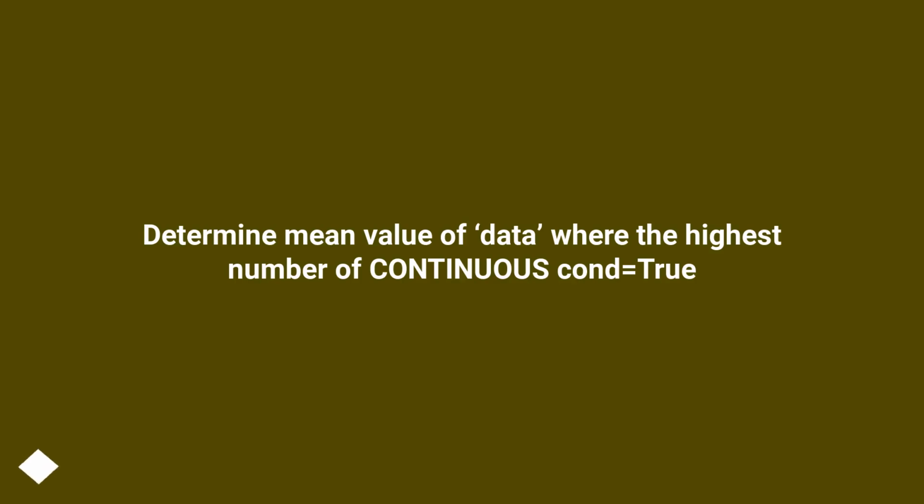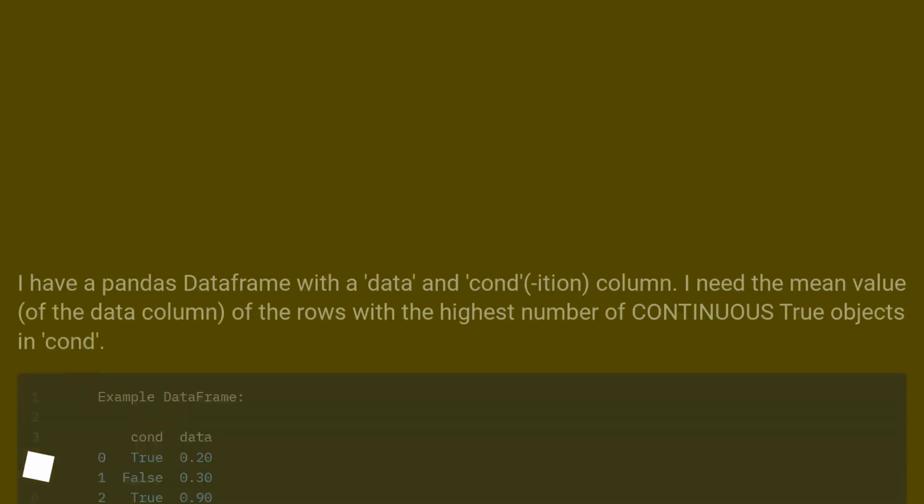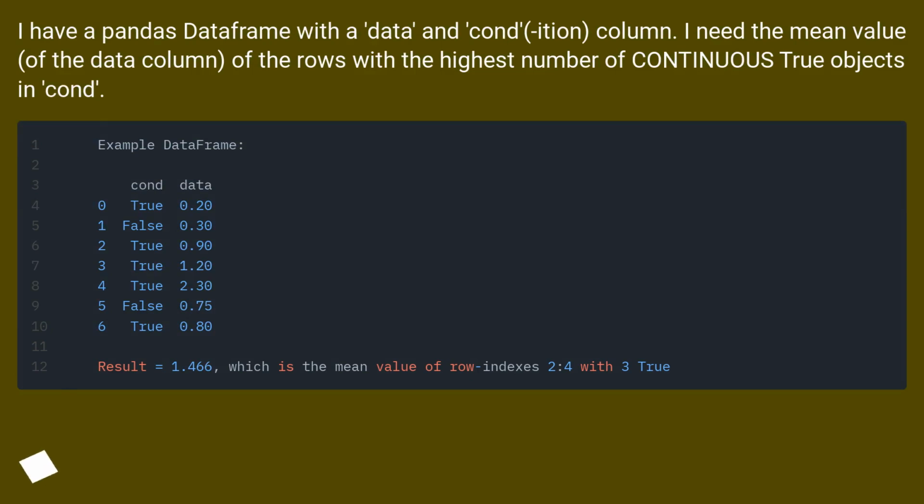Determine the mean value of data where the highest number of continuous cond equals true. I have a pandas data frame with a data and condition column. I need the mean value of the data column of the rows with the highest number of continuous true objects in cond.